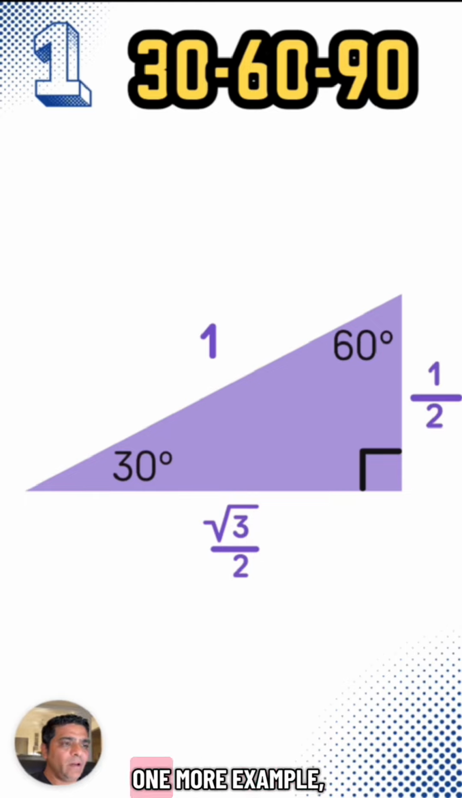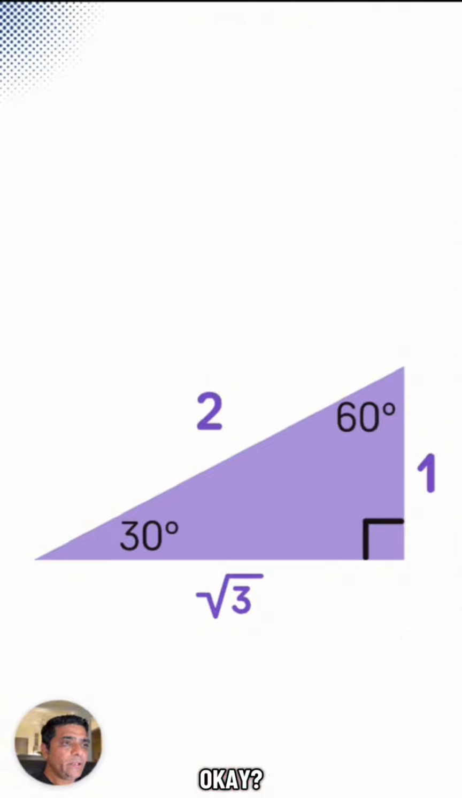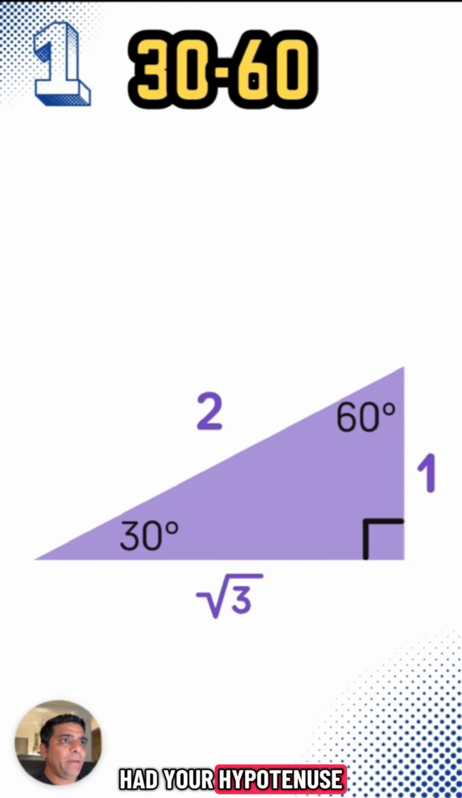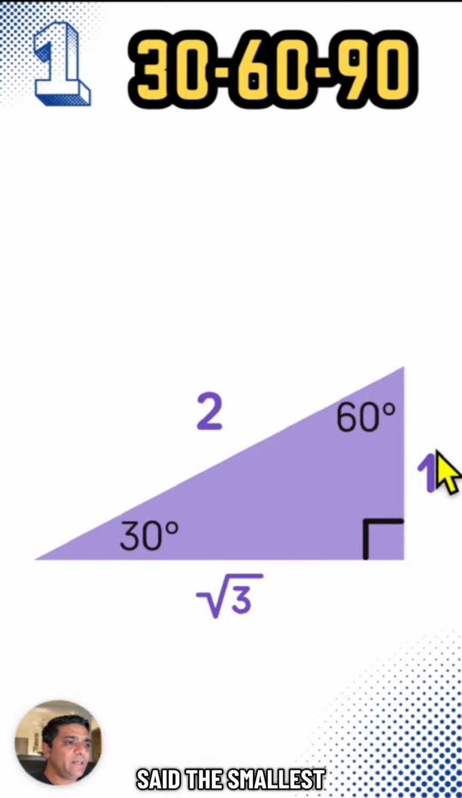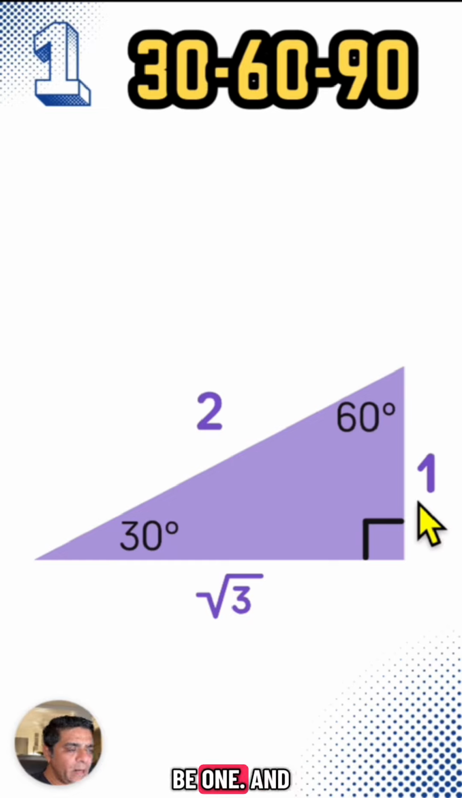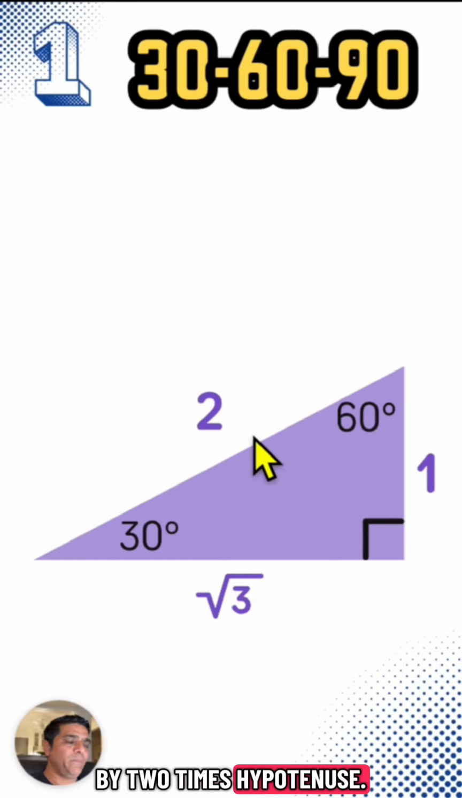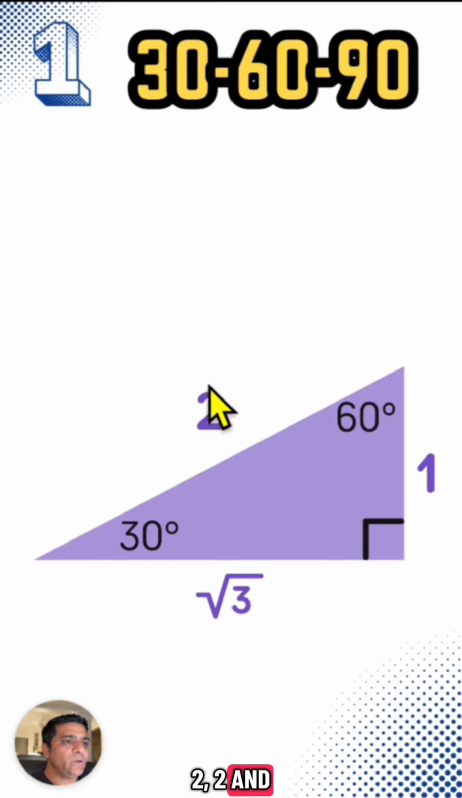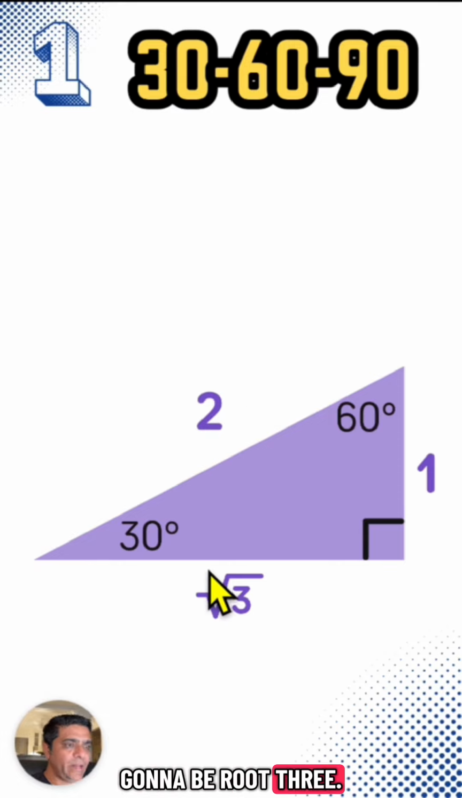So let's take a look at one more example for the 30, 60, 90 degree triangles. If your hypotenuse is 2, remember we said the smallest side was half the hypotenuse, so that's going to be 1. And then the third side is going to be root 3 by 2 times the hypotenuse. So 2 times root 3 by 2, the 2 and 2 cancel off, so it's just going to be root 3. Okay, so that is our example of these 30, 60, 90 degree special triangles.